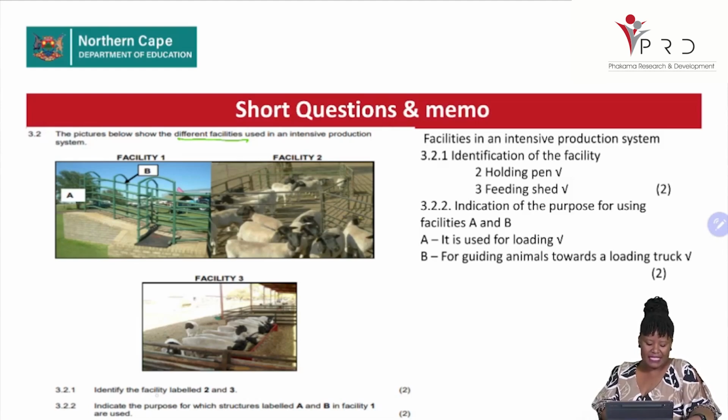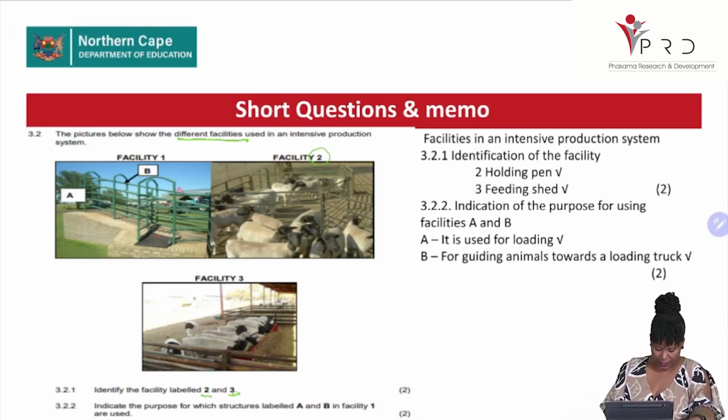Identify facility labeled 2 and 3. What is facility 2 for? Facility 2 is a holding pen. You are holding the animals. Whereas facility 3 is a feeding pen, or feeding shed, where the animals are fed.